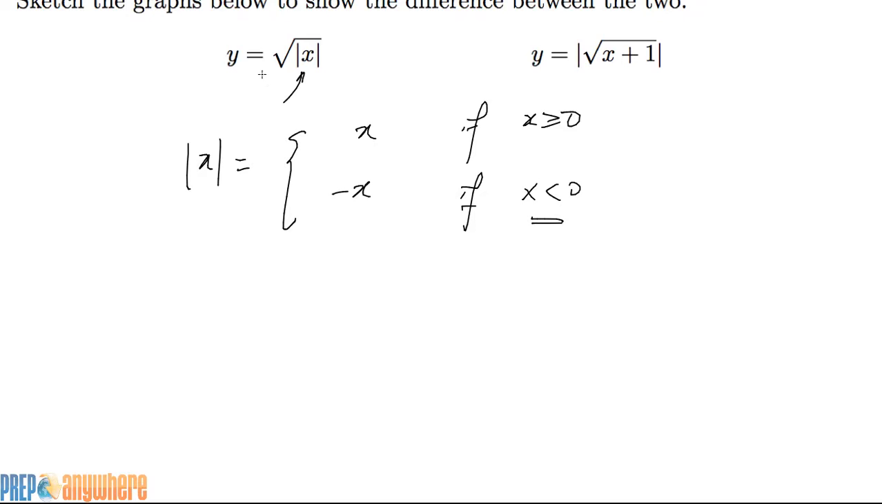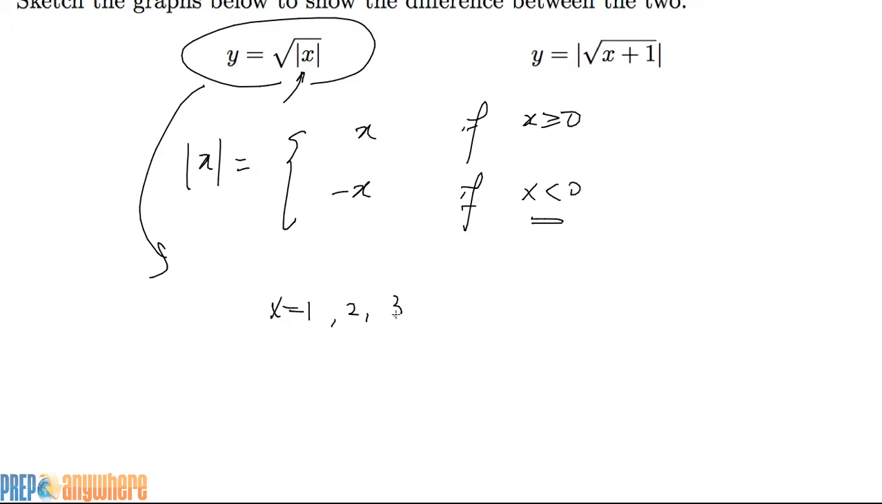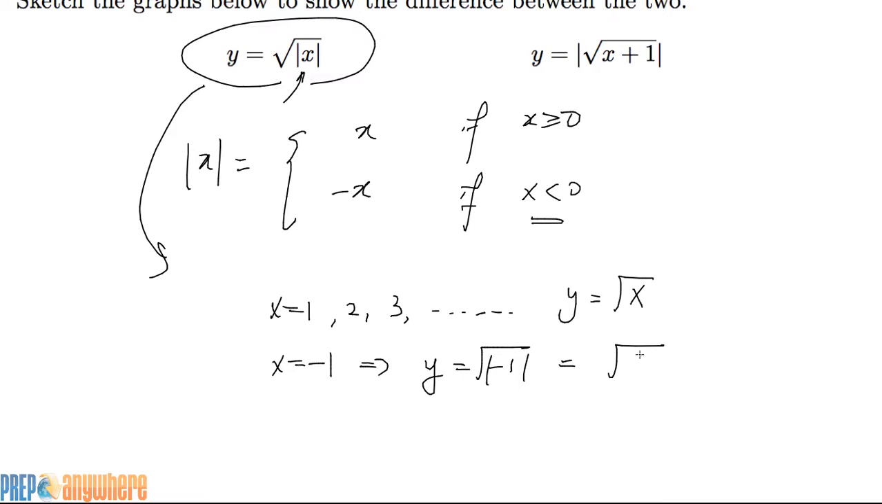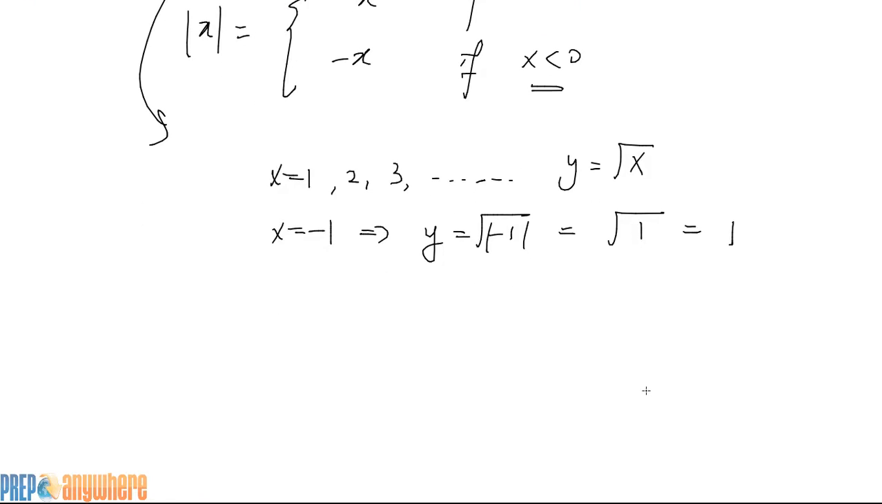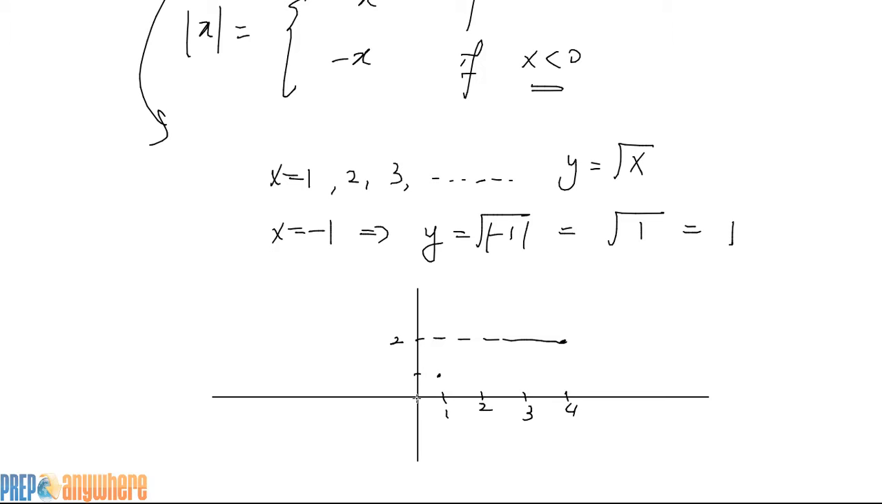Okay? So for y equals root of absolute value of x, right? Look, if x is equal to 1, 2, 3, positive numbers, it's gonna just look like this. Okay, it's gonna look like that. But if x equals, for example, -1, we get this, which turns into this. So it gives you 1. Okay, look. If it's a positive number, like 1, 2, 3, 4, it looks exactly like a normal function. Like this.